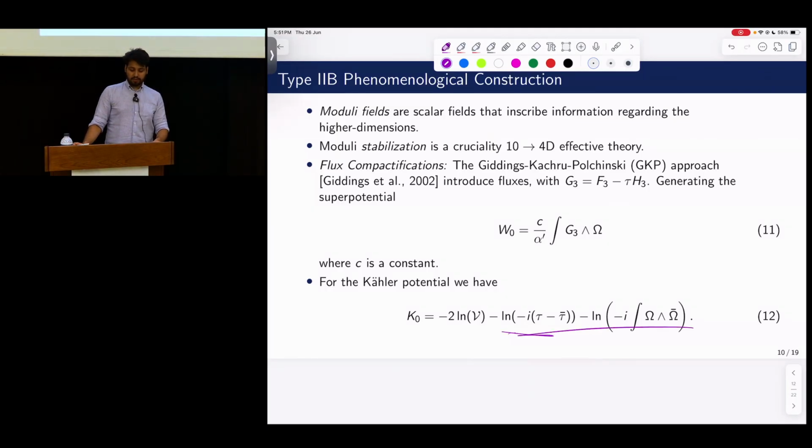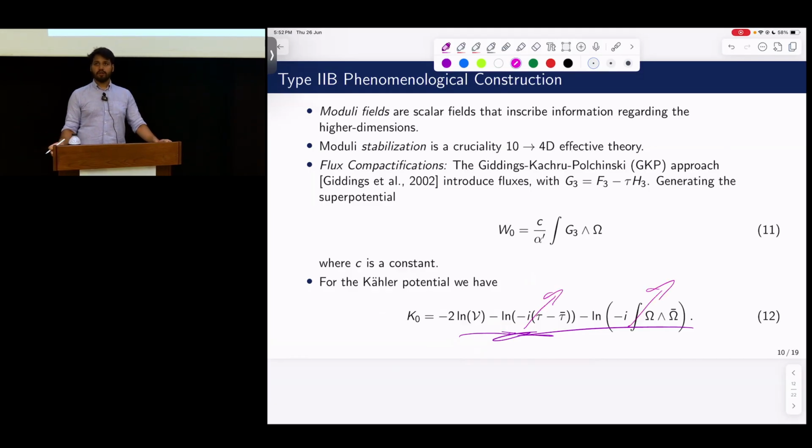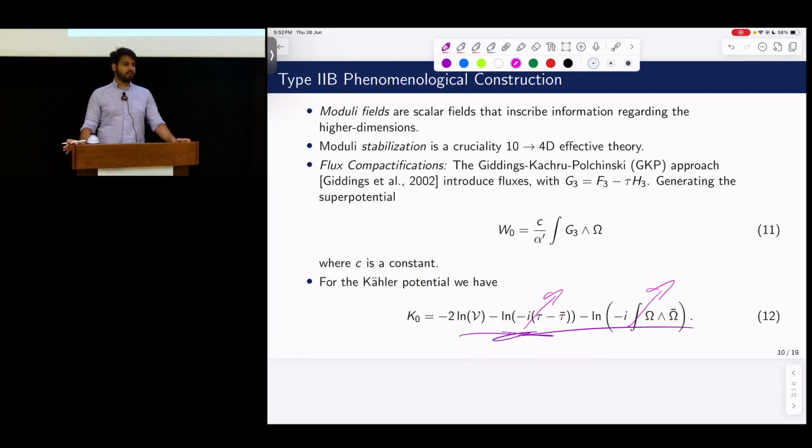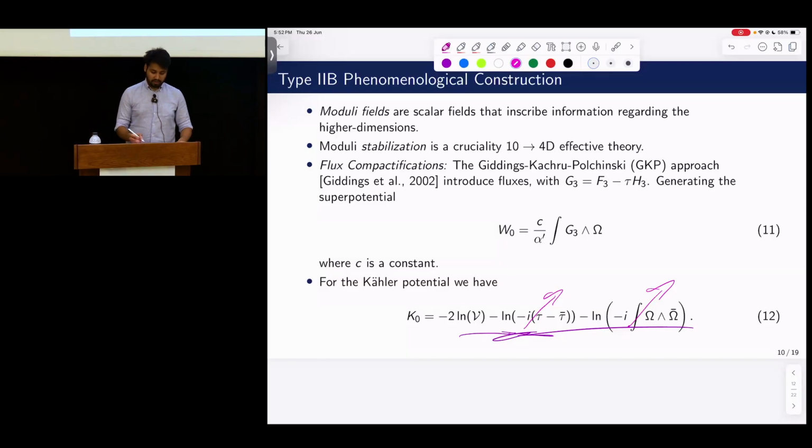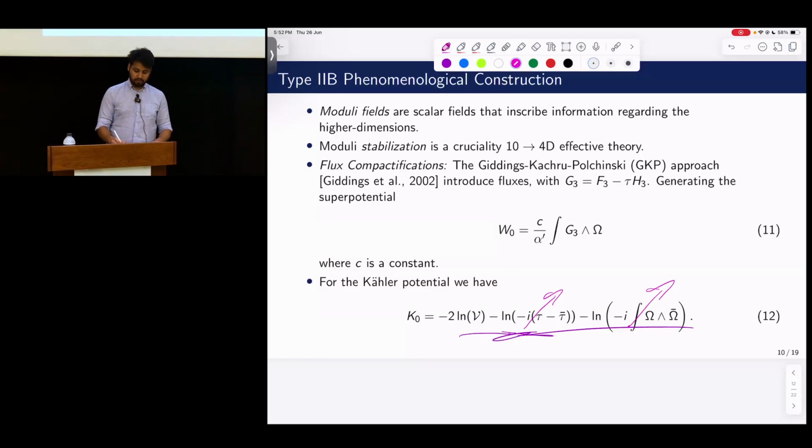And a seminal work done by Giddings, Kachru, and Polchinski back in 2002, they introduced fluxes, and what they did was they stabilized these 2 terms. They stabilized them to a VEV, a vacuum expectation value, so you do not have to incorporate other kinds of effects to stabilize them. For the time being, for any phenomenological constructions, you don't have to concentrate on these parts effectively. So what we're left with is this part to play with.